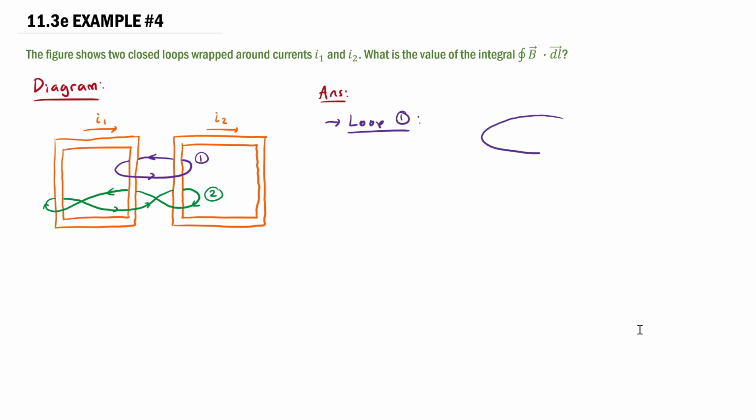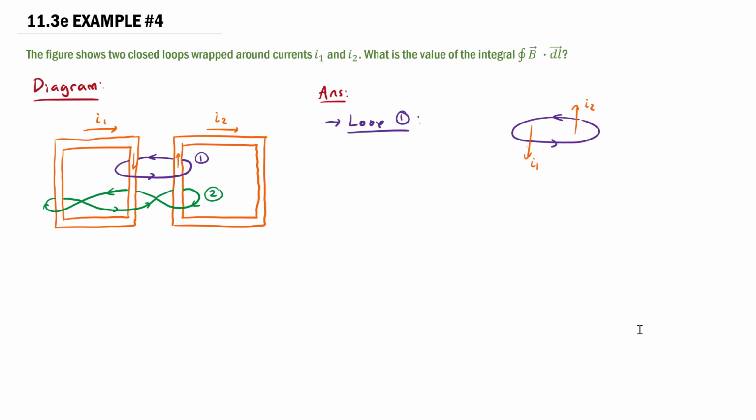I want to sketch it out first. This is loop 1. Taking a look at loop 1, I know that there is current going down. There's current I1 going down, and there's current I2 going up. So which one's positive and which one's negative?